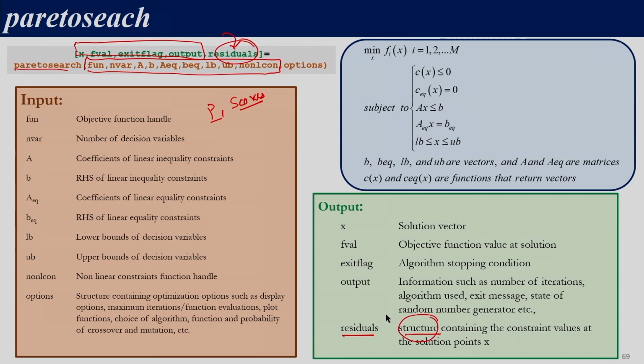So, it would be a structure and it will contain the constraint values at the solution points x. The dimension of x would be p cross d, where p is the number of Pareto points and d is the number of decision variables in your optimization problem. Fval would be p cross m, where p is the number of Pareto points and m is the number of objectives that our problem has.